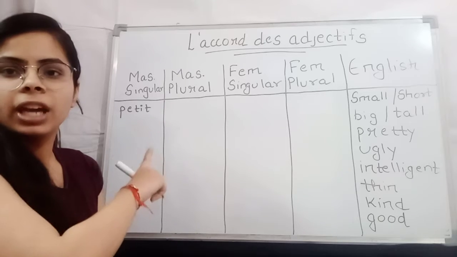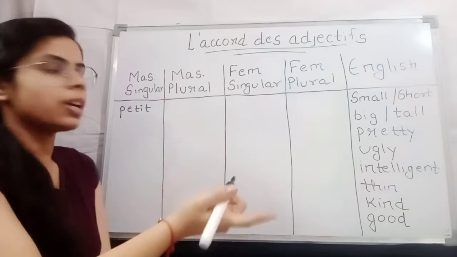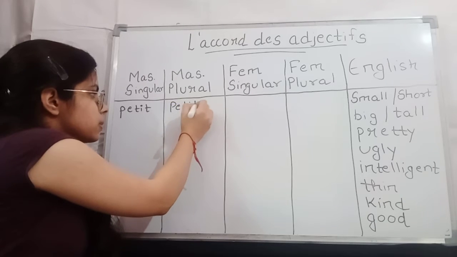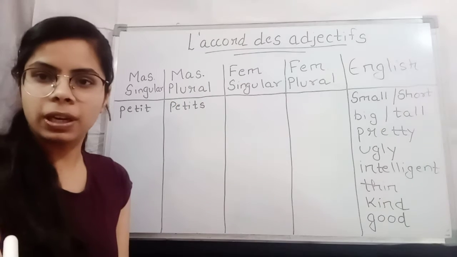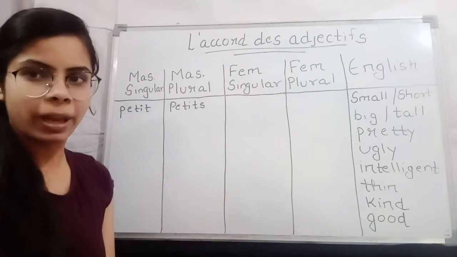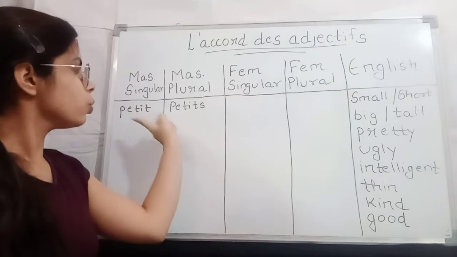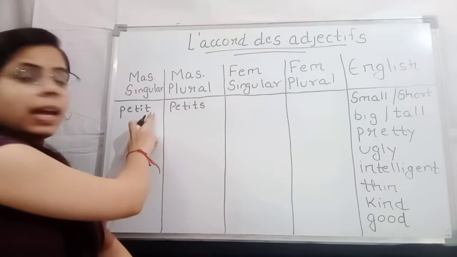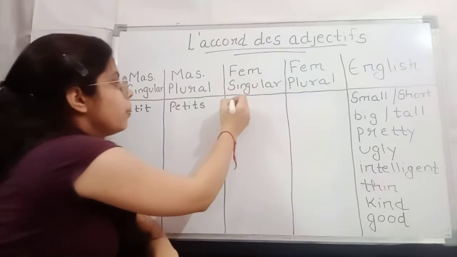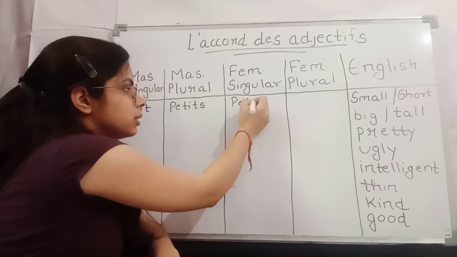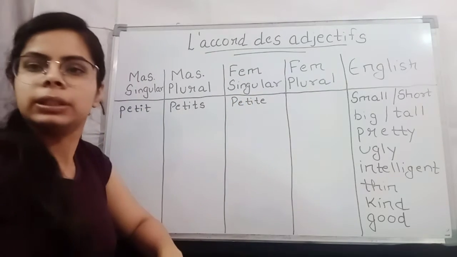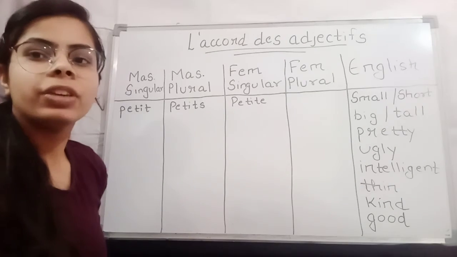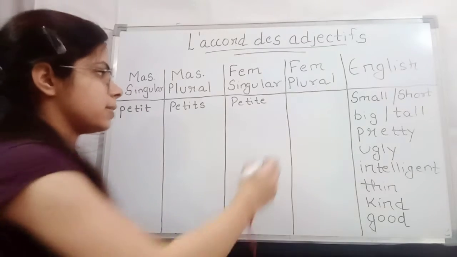Okay, and if we have to make it plural, we just have to add an s. It will become petits. No change in the pronunciation, only change in the spelling. And if we have to say it for feminine singular, then we have to add an extra e here. It will become petite. And to make it plural, we just have to add an s. Petites.